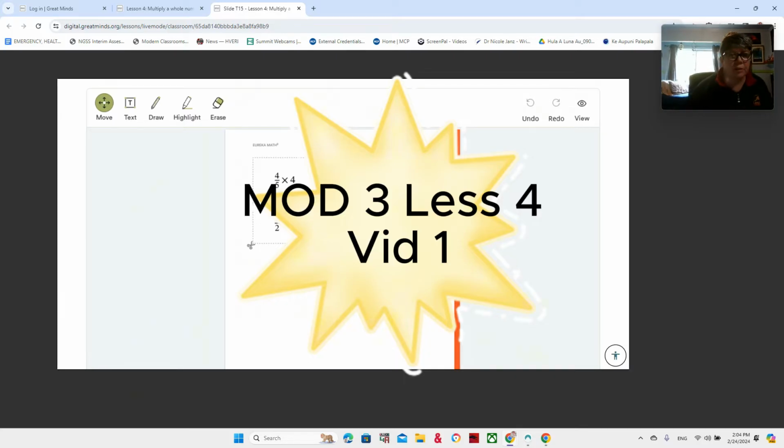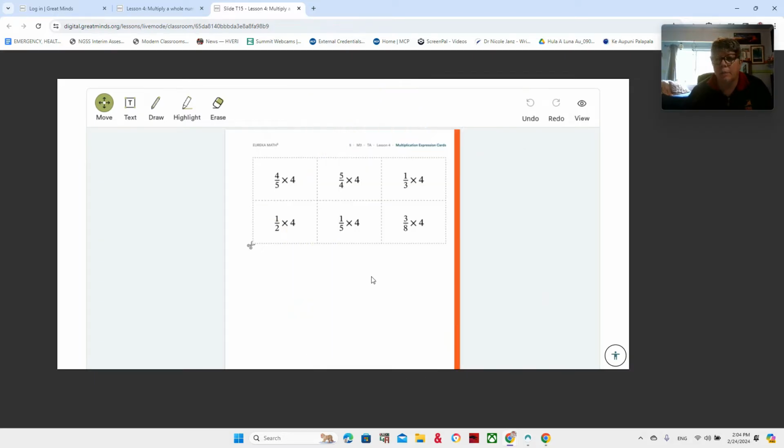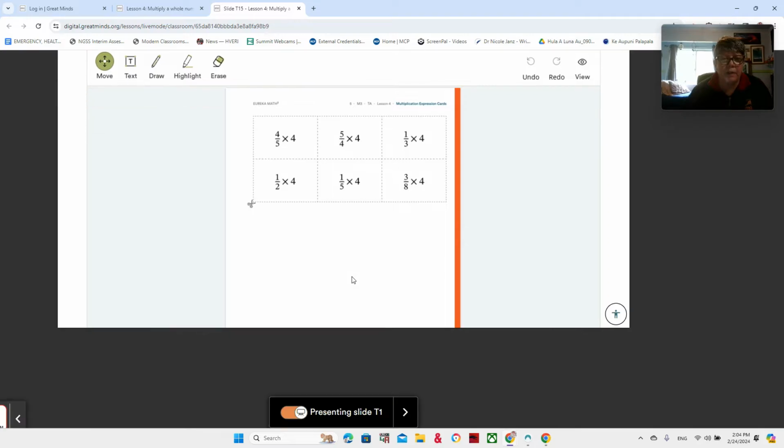And on page 31 in your Learn book, you see these 6 fraction times whole number. In fact, they're all fraction times 4 problems. And I don't want you to cut them out. I want you to leave them right where they are. And I want you to number them in the order you think they are, from smallest to largest.